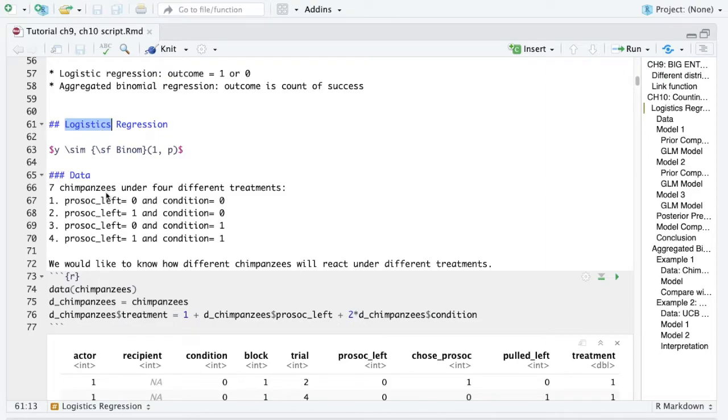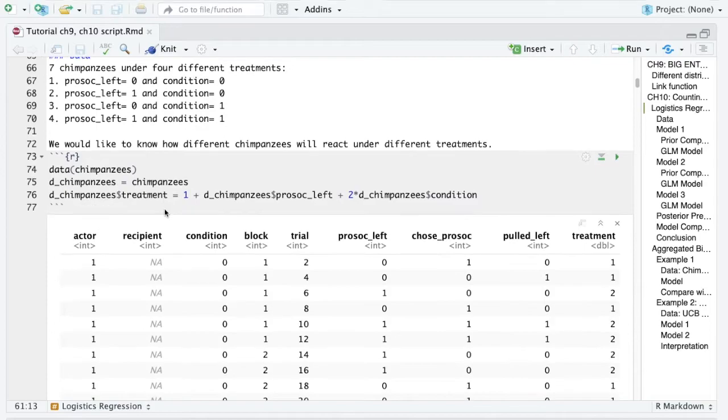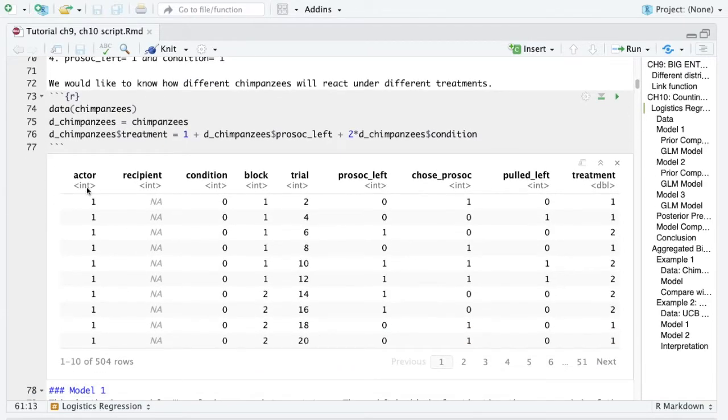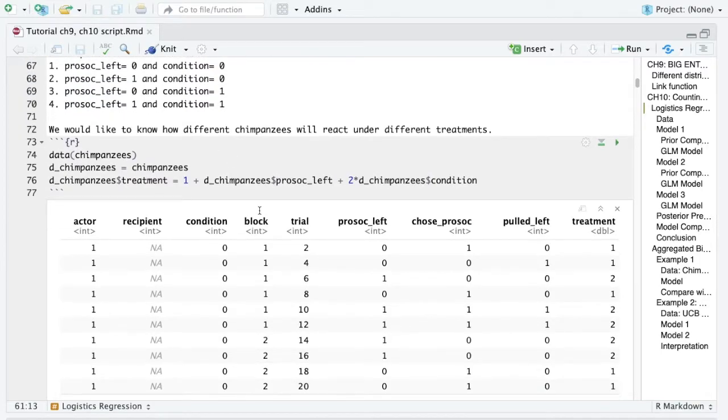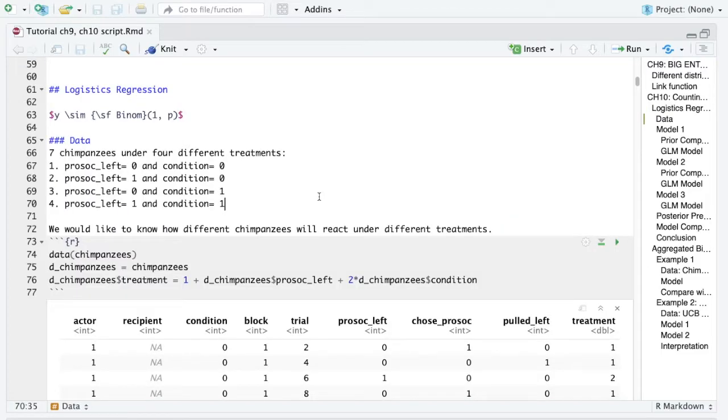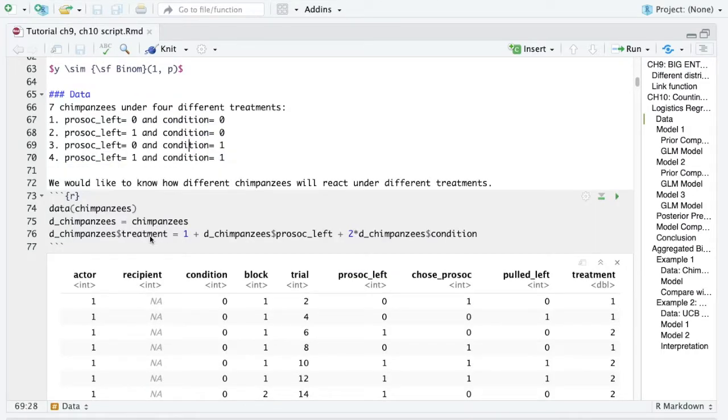The data we will use is the chimpanzee data. There are 7 chimpanzees under 4 different treatments. You can see the actor column indicates which chimpanzees are in this experiment. And we have different situations like condition and prosoc_left. These are the two controlled variables in our experiment. And the output variable is pulled_left. The chimpanzees in the experiment will pull the rings on the left or on the right. We would like to know the tendency for a chimpanzee to pull the ring on its left under different experiment situations. So I create a new column called treatment to store the experiment conditions for the chimpanzees.